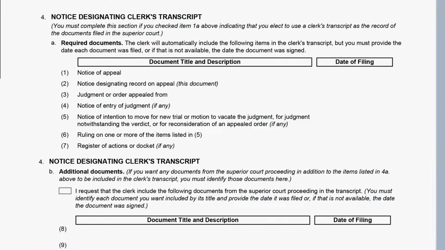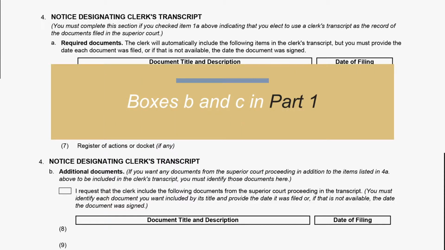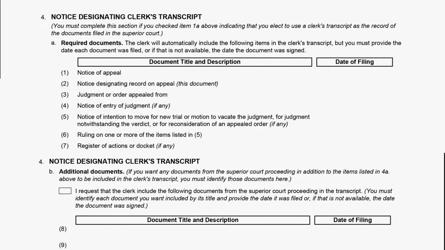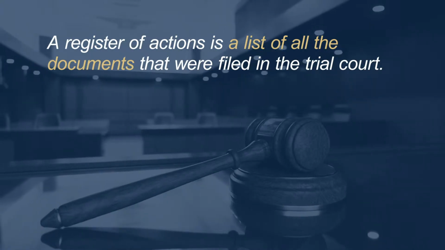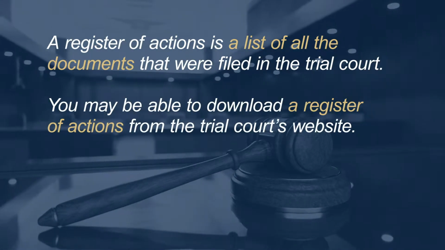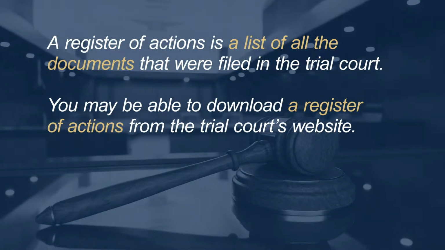Now let's move on to Part 4, where you choose what you want in a clerk's transcript. You can skip Part 4 if you picked an appendix or the whole trial court file in Part 1. If you picked a clerk's transcript, you must fill out Part 4. If there's a register of actions for your case, it will help you fill out Part 4. A register of actions is a list of all the documents that were filed in the trial court. You may be able to download a register of actions from the trial court's website.